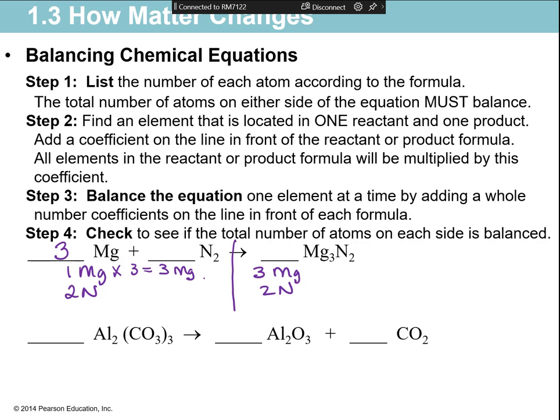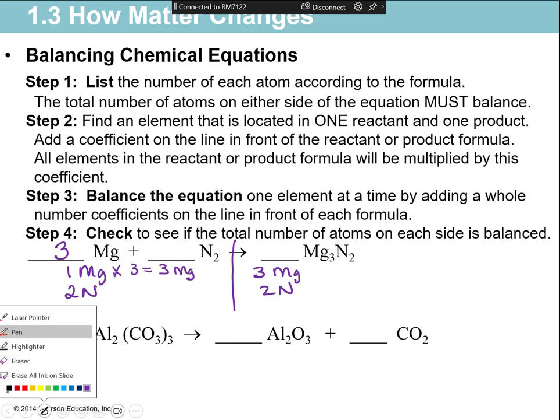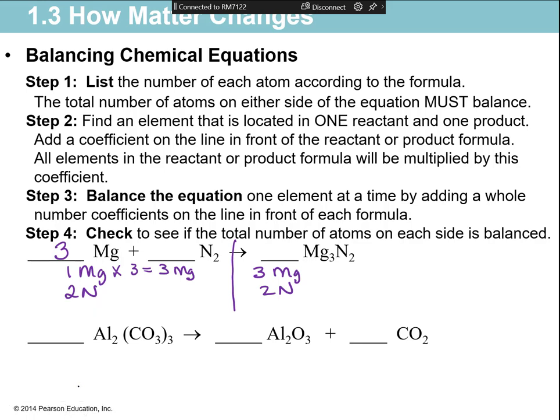But notice it didn't change the nitrogen. The nitrogen is a different molecule. So just because I multiplied magnesium by 3, I don't have to multiply nitrogen by 3 because it's got its own line. It's its own separate molecule. So do I have to change anything else? No. Can you see that now magnesium is 3 and 3?